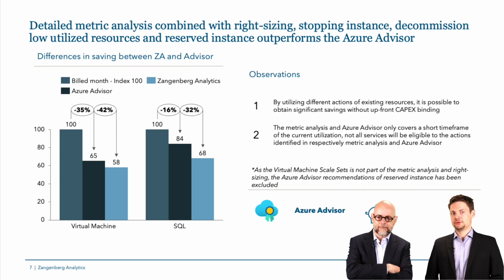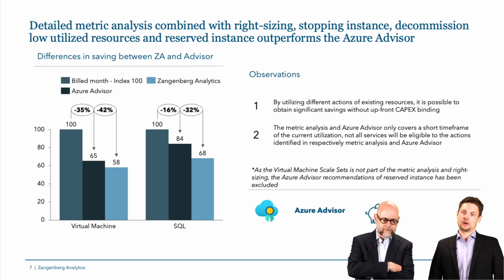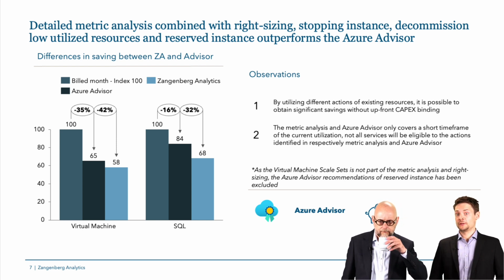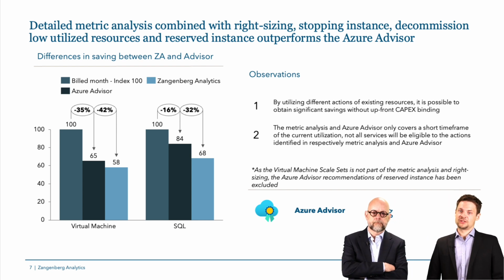These expenses are from a peer, where the index 100 is what they paid in a given month. Based on the Azure Advisor, they can lower their expense by 35%, which is the darkest blue. Based on our analysis, using different levers we will go through in this presentation, we can get optimization on the virtual machines of 42%. We also take a deep dive on the SQL instance resources at Azure. The advisor can lower the expense by 16%, and we found levers that can lower it by 32%.